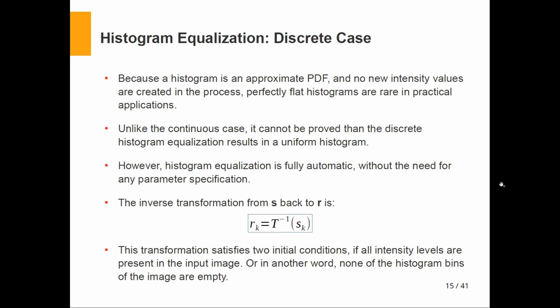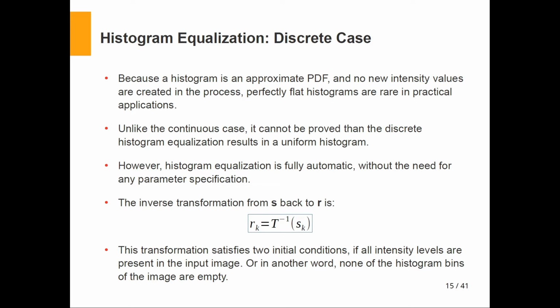Because a histogram is an approximate PDF and no new intensity values are created in the process, it is very rare to get a perfectly flat histogram in practical application. And unlike the continuous case, it cannot be mathematically proved that the discrete histogram equalization results in a uniform histogram. The main reason for that is the rounding operation that we did is nonlinear. However, histogram equalization is a fully automatic technique, and it doesn't need any extra parameter to be defined.